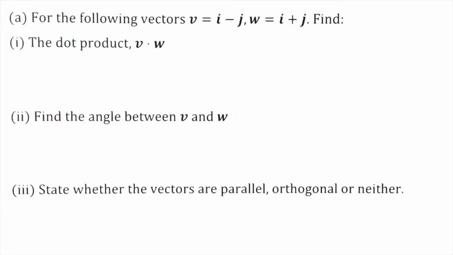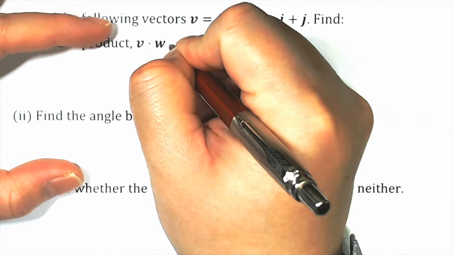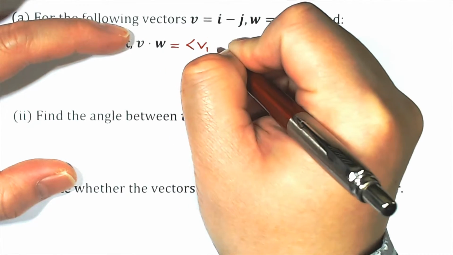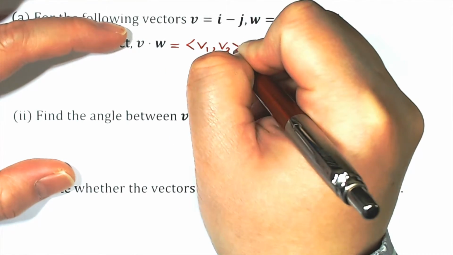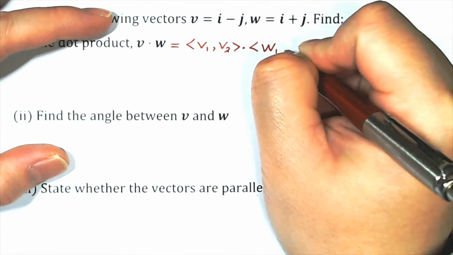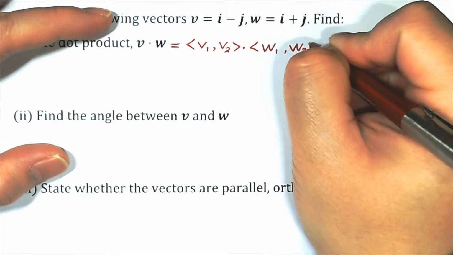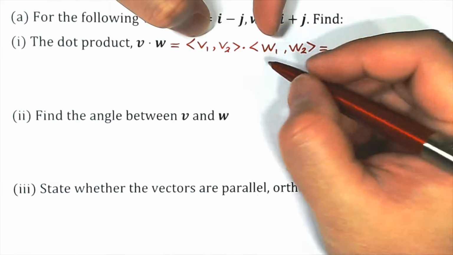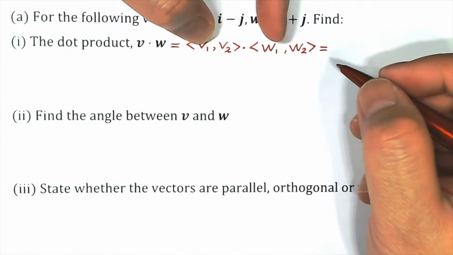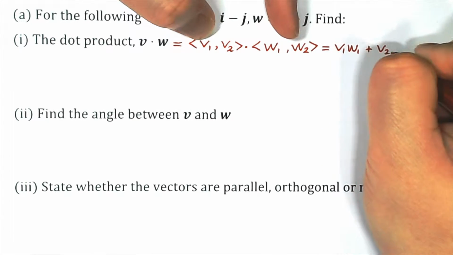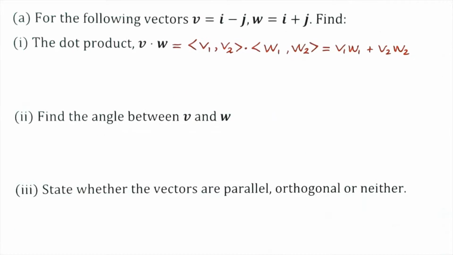We have a couple of problems dealing with the dot product. So the dot product, let's say the dot product of vector v that has two components, v1, v2, dot with the vector that has w1 and w2. I write the vector in this notation. Then the dot product will be the sum of the products of the corresponding components. So v1 w1 plus v2 w2, right?